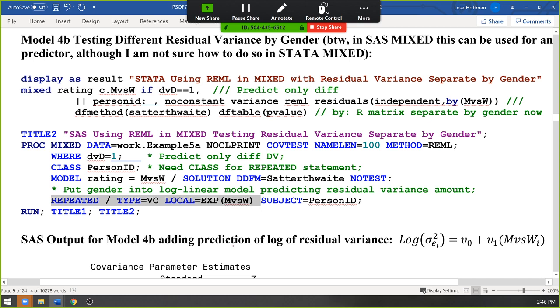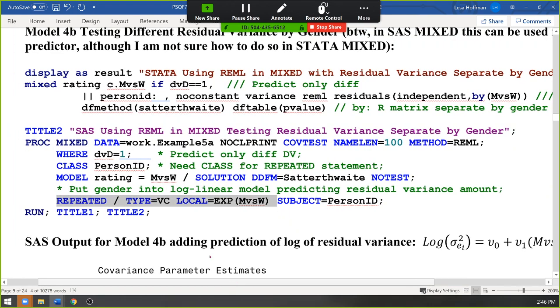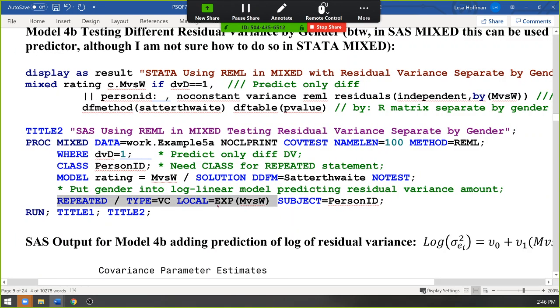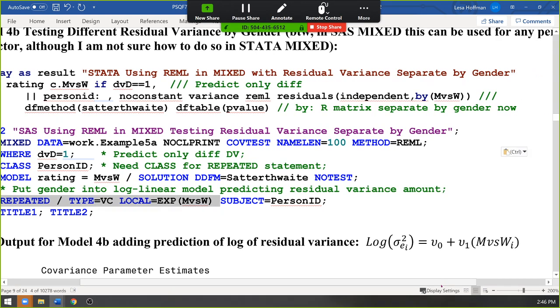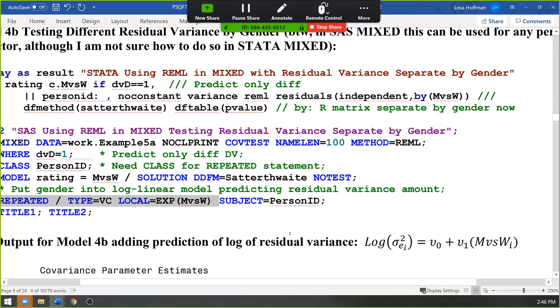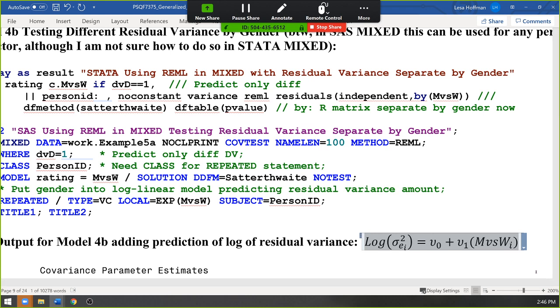This is a new option that you haven't seen before on the repeated line. It's the local option, exp for exponentiate, and then I'm putting in my gender predictor. So the model that's being fit, in addition to the regular model that has the fixed effects, is called more generally a model for the variance. What I am doing is saying that the amount of variance that's left over can differ as a function of predictors too.